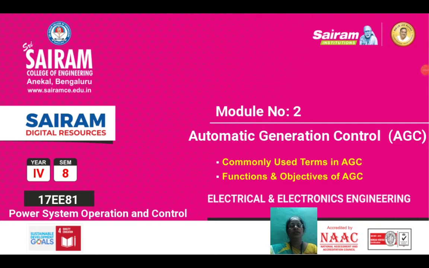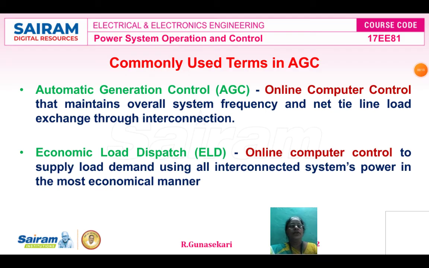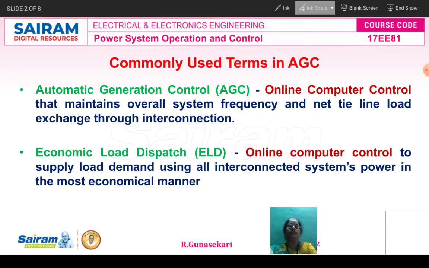Dear student, I give a lecture on commonly used terms in automatic generation control, and its functions, objectives, and implementation. First, we study what terms are used in the automatic generation control of an interconnected power system. The first term is nothing but the automatic generation control.